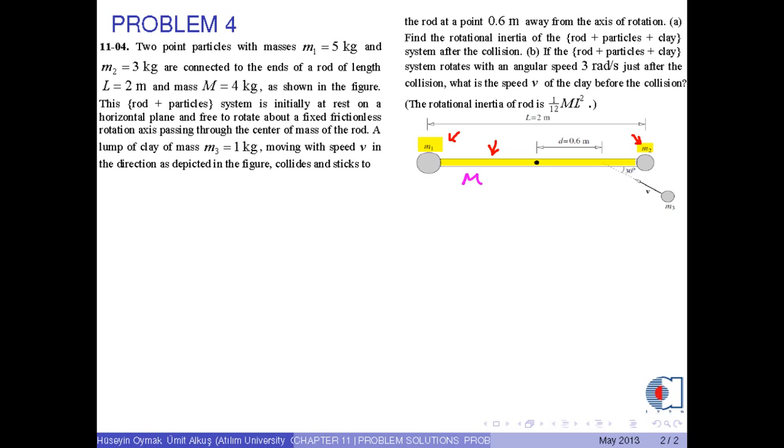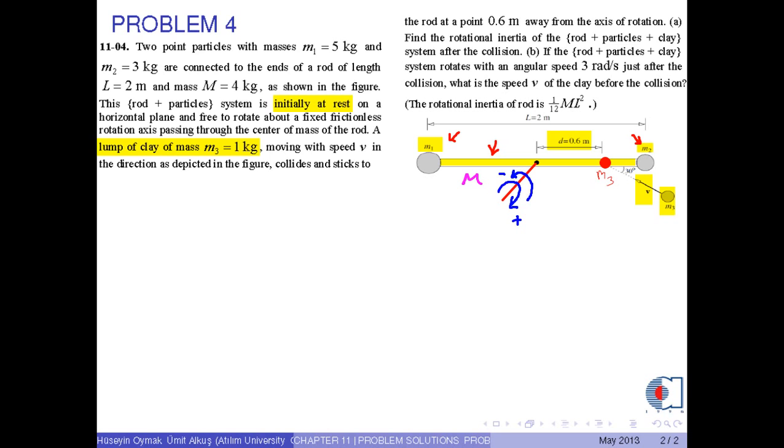This rod plus particles system is initially at rest on a horizontal plane and free to rotate about a fixed frictionless rotation axis passing through the center of mass of the rod. A lump of clay of mass m3, which is 1 kilogram, collides and sticks to the rod at a point 0.6 meters away from the axis of rotation.